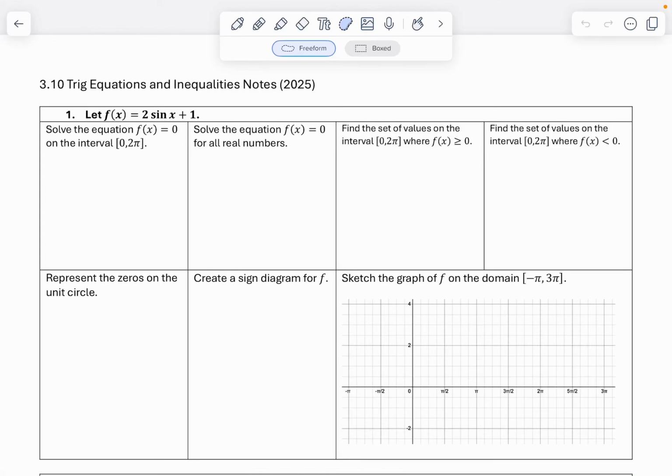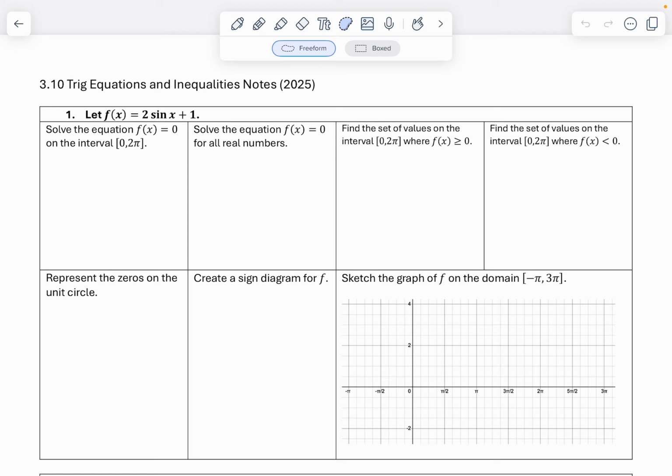Today we want to look at trig equations and inequalities. I taught this last year, and I'm changing it up this year. I have a new way, and hopefully it makes sense. What I want to do is look at this from different directions, or bring in the different things that we've already talked about.